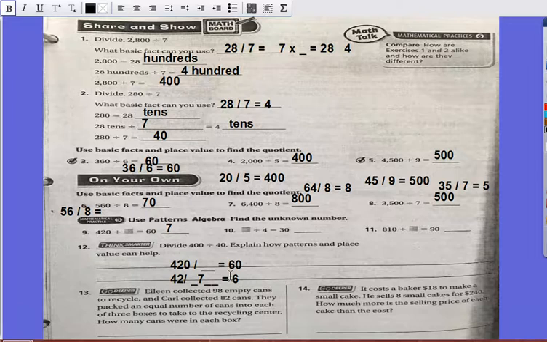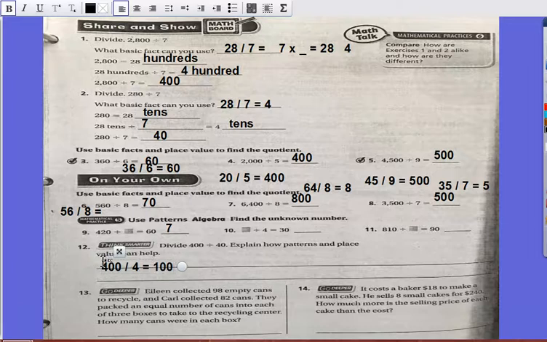Let's just take a look at this one to make sure that we have that basic place value understanding. Divide 400 by 40. Explain how patterns and place values can help you. What you could do here is change it to 400 divided by 4. Then you know that 4 times what is 400? 4 times 100 would be there.